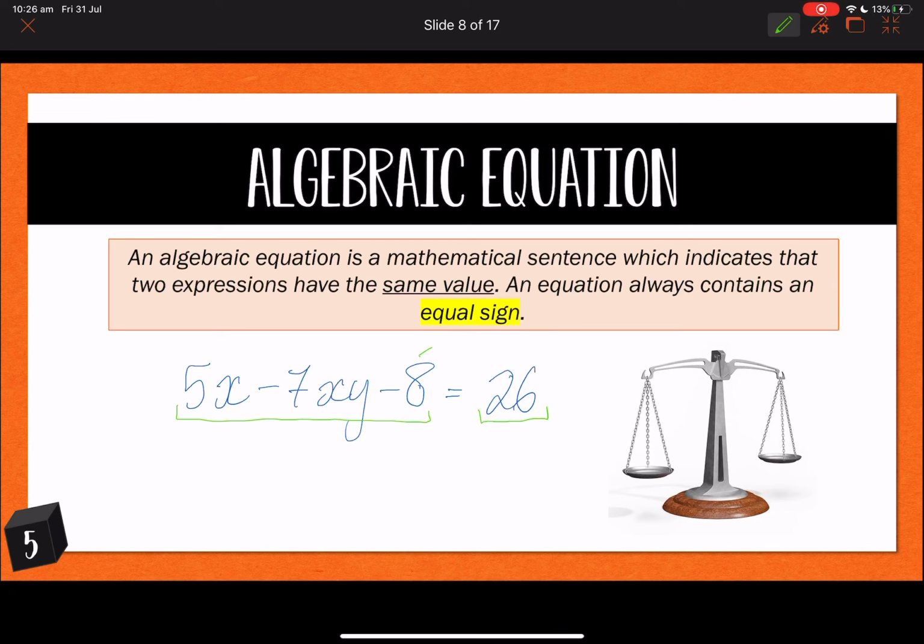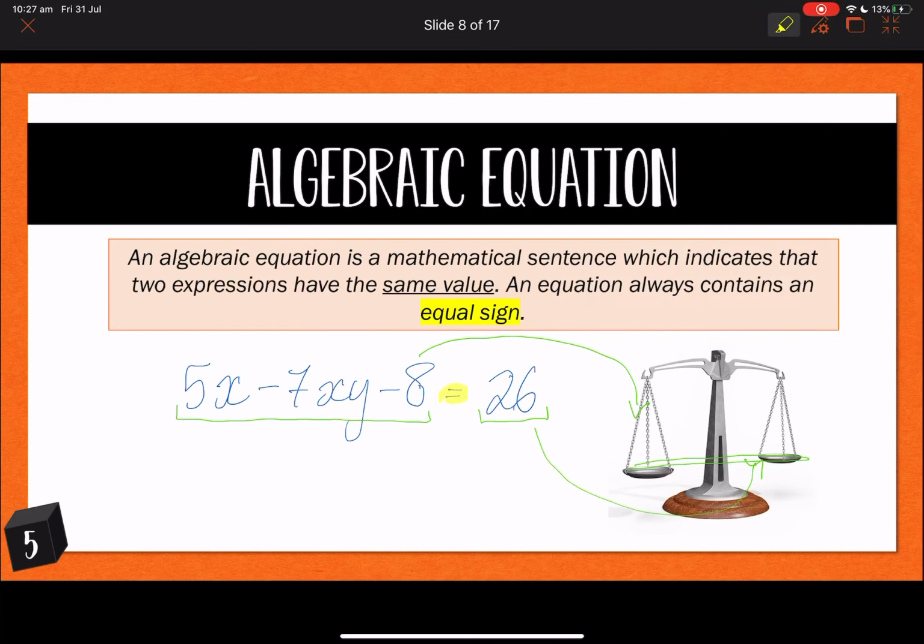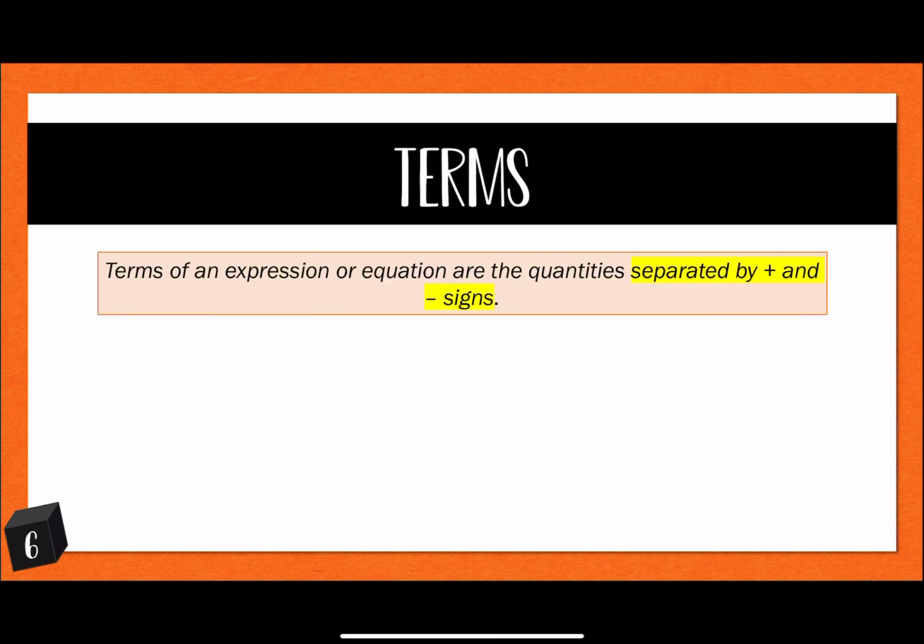So you could have this one on this side of the scales and this one on this side of the scales. And remember, if these are balanced, they are worth the same. Now, the thing to remember is that an equation always contains an equal sign, but an expression does not contain an equal sign. The next thing I want to talk about are terms.